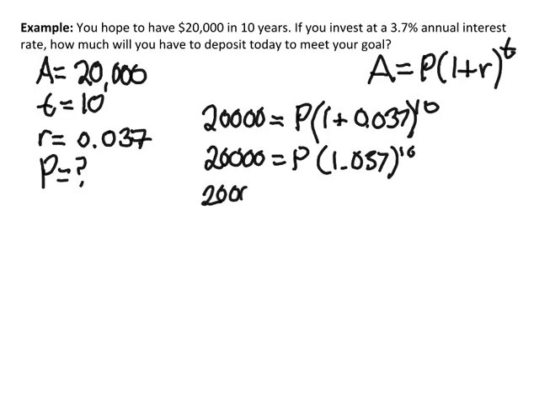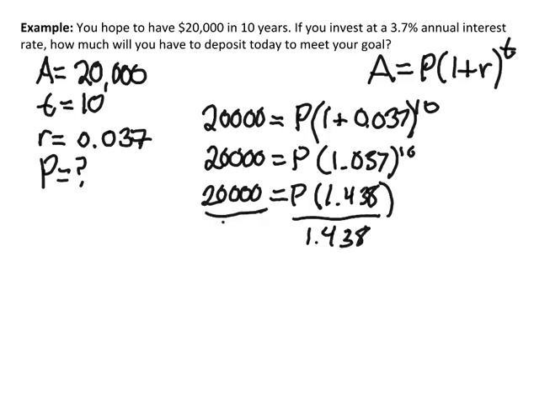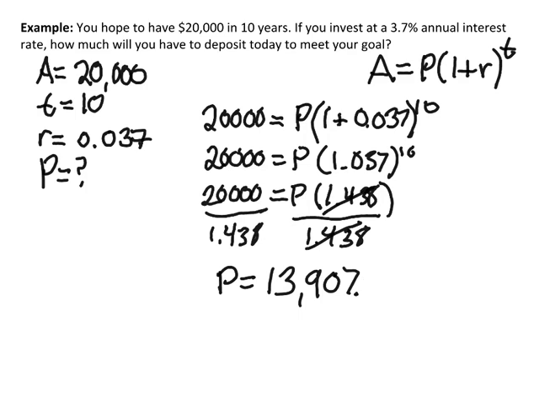That gives me this here, 1.438. And I just keep that whole number in my calculator so I don't clear that off, so that I don't make a rounding error. Then you want to divide both sides by the 1.438, so that'll cancel out there. So 20,000 divided by the 1.438 gives me P. So right now I would need to invest $13,907.29 in order to have $20,000 in 10 years if it's growing at a 3.7% annual interest rate.